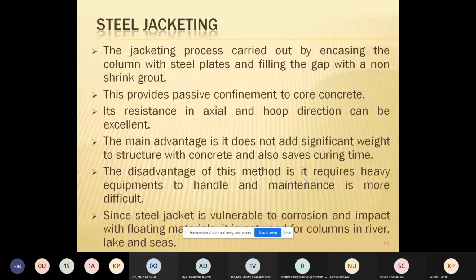The main advantage of steel jacketing is that it does not add significant weight to the structure compared with concrete, and it also saves curing time. But the disadvantages of this method are that it requires heavy equipment to handle, and maintenance is more difficult. Since the steel jacket is vulnerable to corrosion and impact with floating materials, it is not to be used for columns in rivers, lakes, and seas. There are certain images which clearly show the use of steel jacketing.